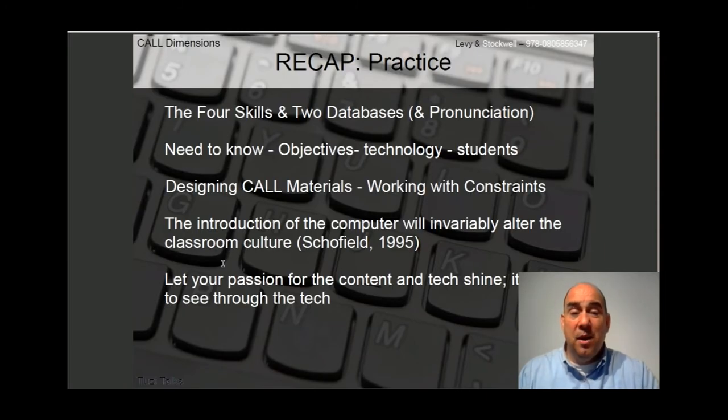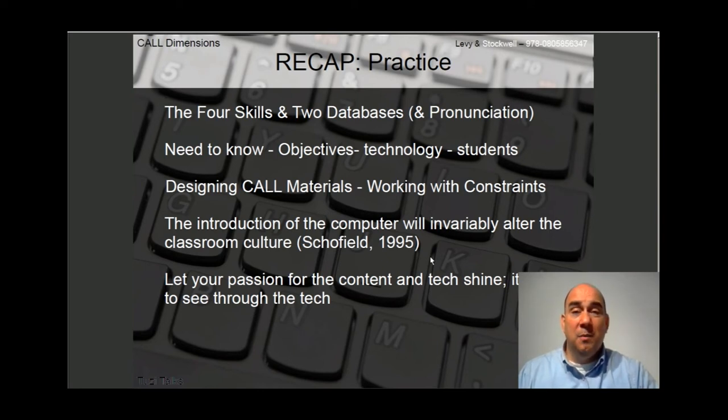All right, just a little recap here. There are a whole bunch of materials and activities and tools that are out there for studying the 4 skills and the 2 databases. I've only touched the surface. There are many more that you can add. In fact, if you want to add more, you can add them downstairs on the comments bar. Make sure that you understand the objectives for what you're doing. Make sure that your students know this. The introduction of the computer will invariably alter the classroom culture, and you're seeing that happen today. Again, if we look at flipped education and all the things that are happening at Khan Academy, definitely true.